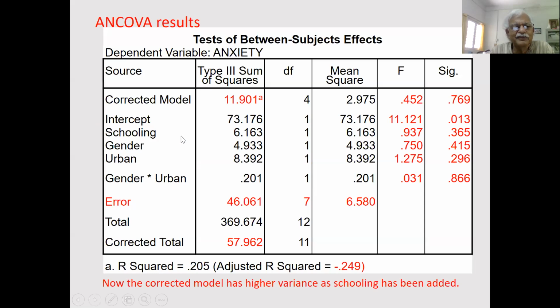This is an example of ANCOVA: intercept, schooling, gender, urban, gender into urban. The independent variables are gender, urban rural residence, and the dependent variable is anxiety.